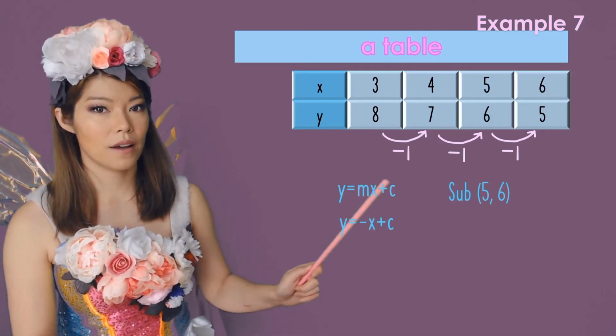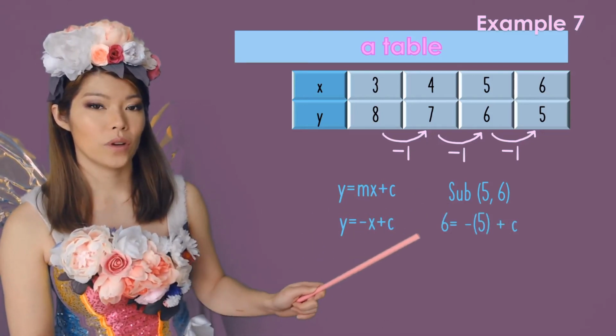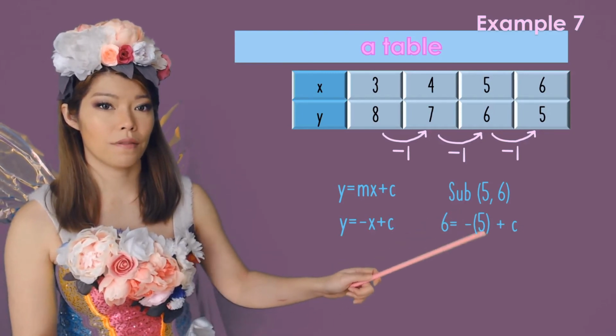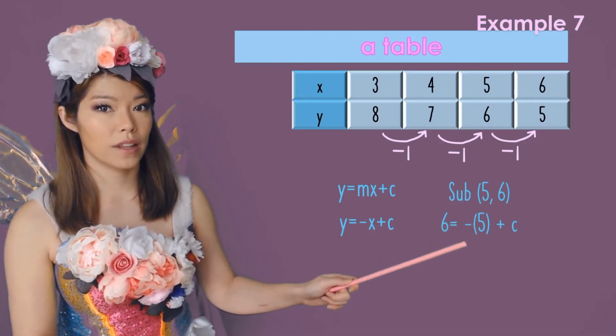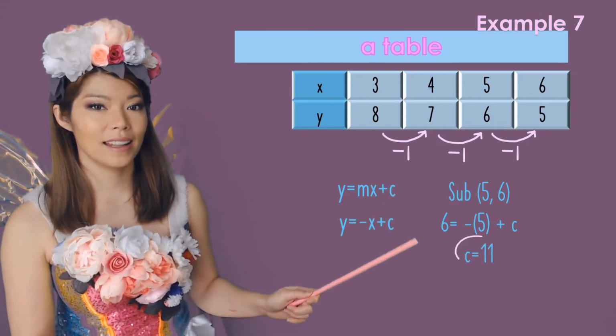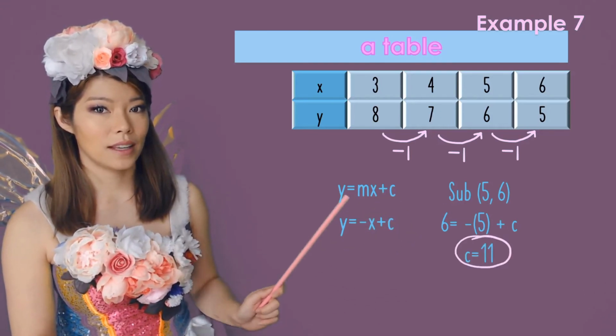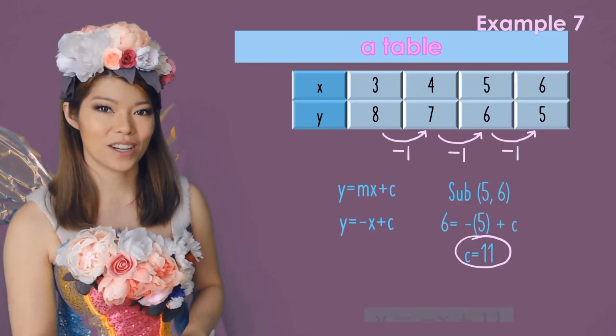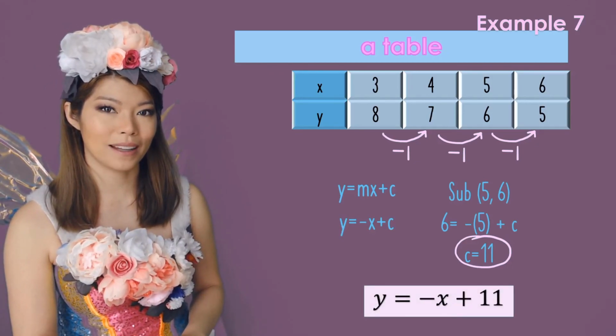I've picked 5, 6. It doesn't matter which one you pick. So subbing 5 as x and 6 as y, we get 6 equals -5 plus c. To get rid of -5, we have to add 5 on both sides. So 6 plus 5 is 11. Now we have c and m. We can write the equation as y equals -x plus 11.